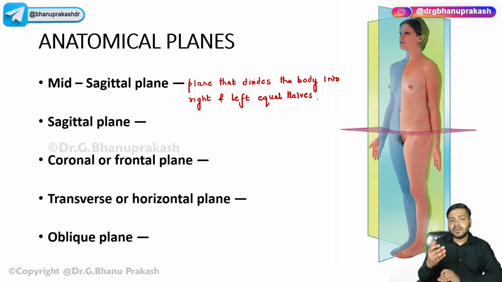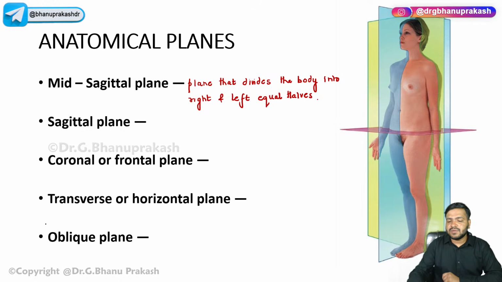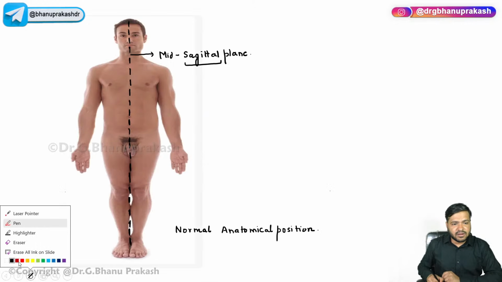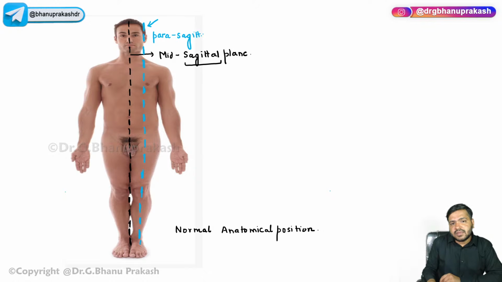Now, guys, coming on to the next term, that is the sagittal plane. Very, very important. What is the difference between the mid sagittal plane and the sagittal plane? Just look at this particular diagram. The sagittal plane is parallel to the mid sagittal plane. This is also called the parasagittal plane, or simply the sagittal plane.